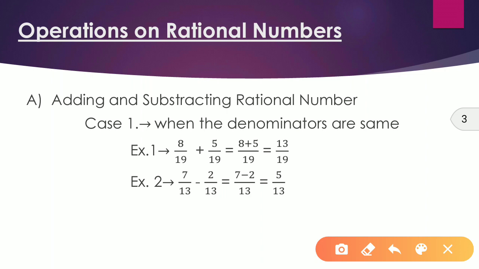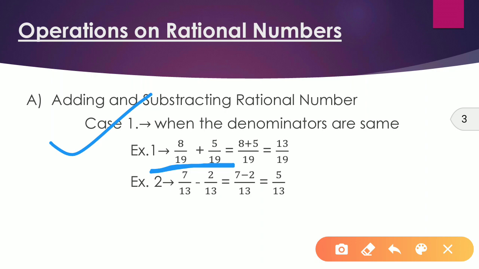Okay. So for adding or subtracting two rational numbers, two cases will be there: when the denominators are same and when the denominators are not same. So first consider the case when the denominators are same. Our first example is 8 by 19 plus 5 by 19. Here you can see clearly that the denominator is same. What is the denominator? The denominator is 19, which is same for both the rational numbers.